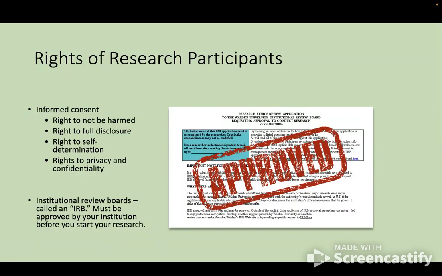They also have a right to privacy and confidentiality. They have the right to have their identity protected. Generally, they're going to be given a code number rather than identified by name.